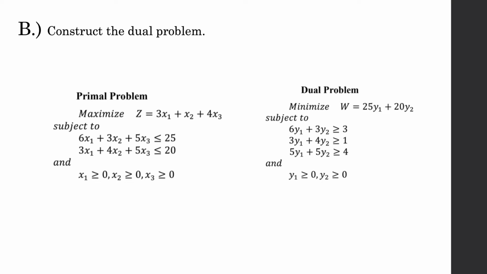Then we were asked to construct the dual of the problem, which is extremely easy, and it just involves transposing pretty much everything. And since the primal problem has 3 decision variables and subject to 2 constraints, we know that the dual problem will have 2 decision variables, y1 and y2, subject to the 3 given constraints.